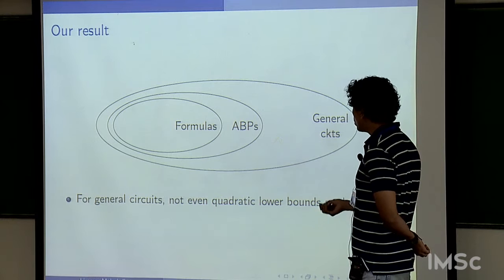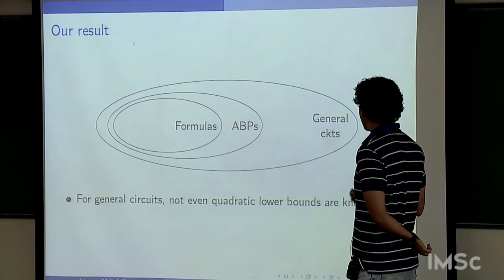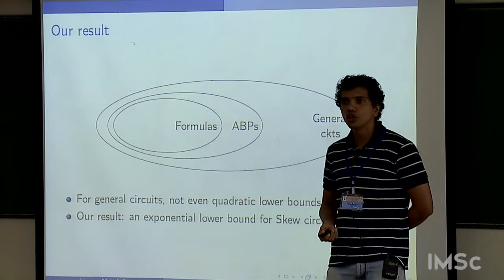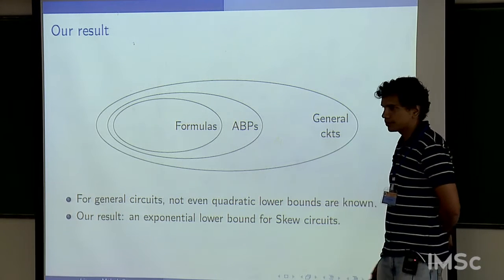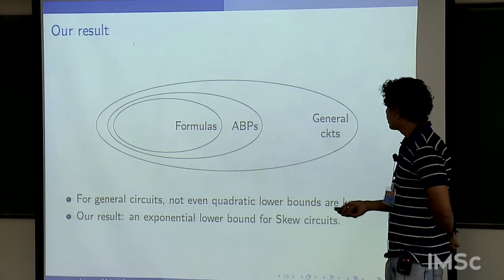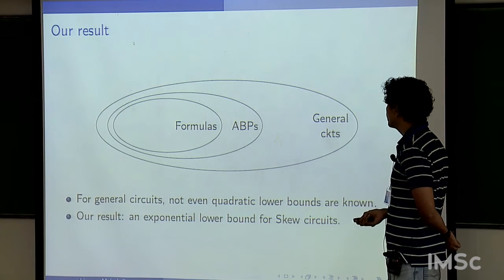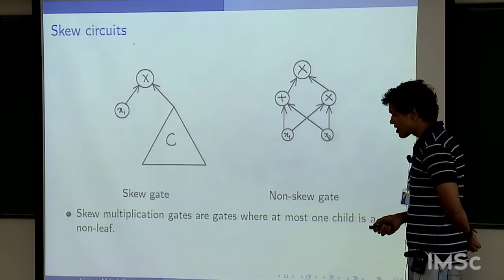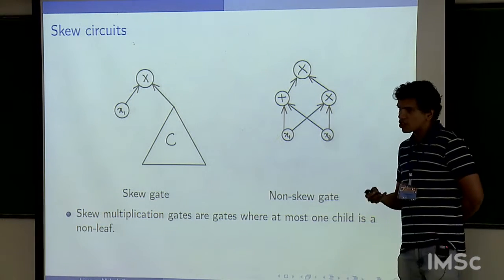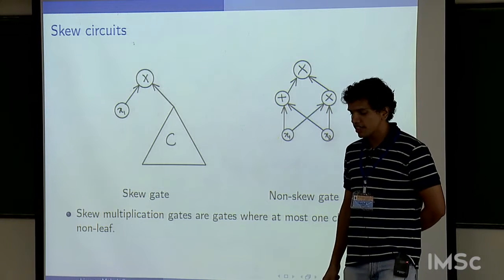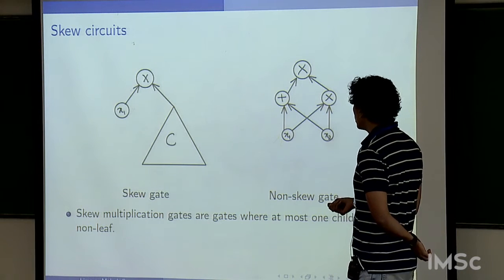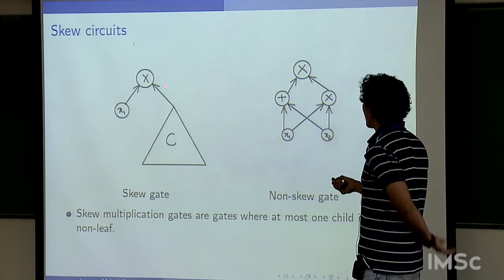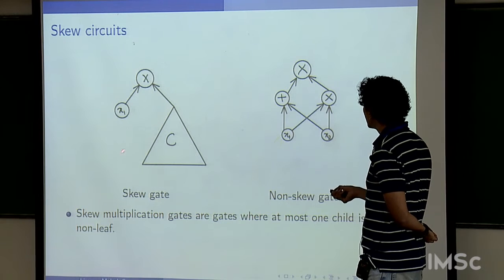So what we do is make progress, interpolate if you will, between ABPs and general circuits by proving lower bounds for what are called skew non-commutative circuits. I'm just going to define this model here and then state our result again. So what's a skew circuit? Well, a skew circuit is a circuit where there's yet another kind of structural restriction on the gates appearing in the circuit. Let me call a multiplication gate in a circuit skew if at most one of its children is allowed to be a large circuit.